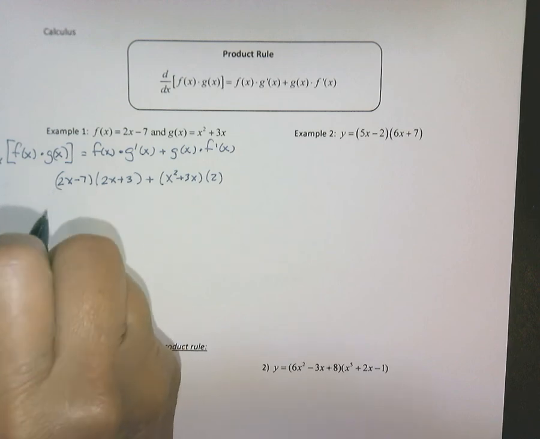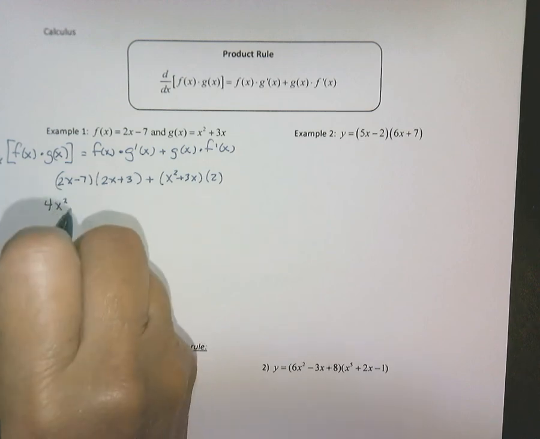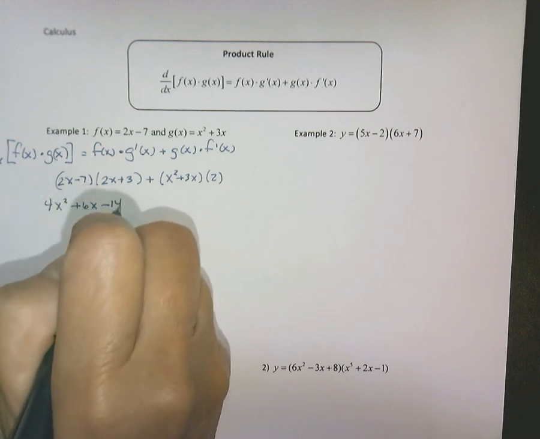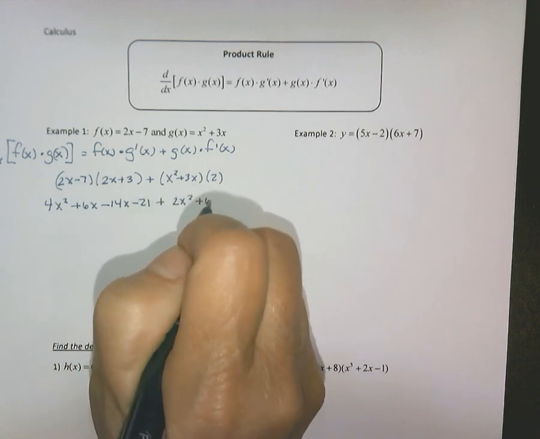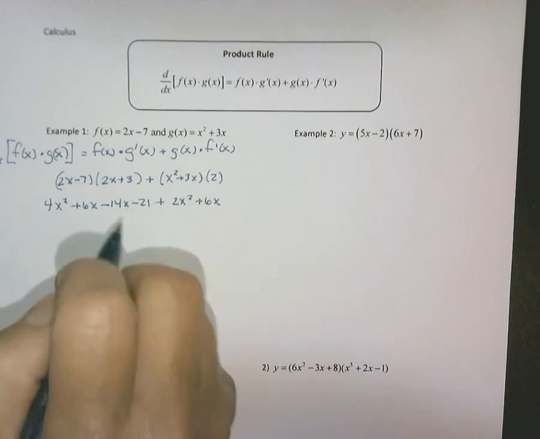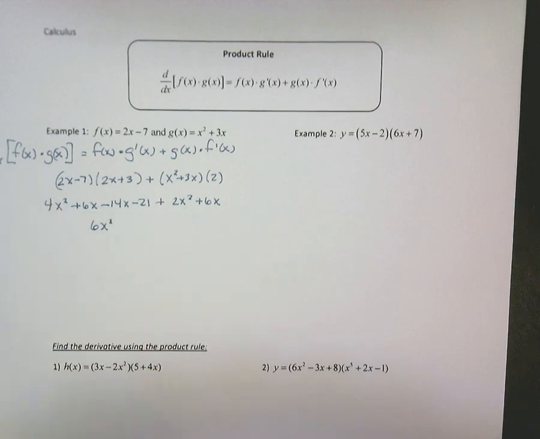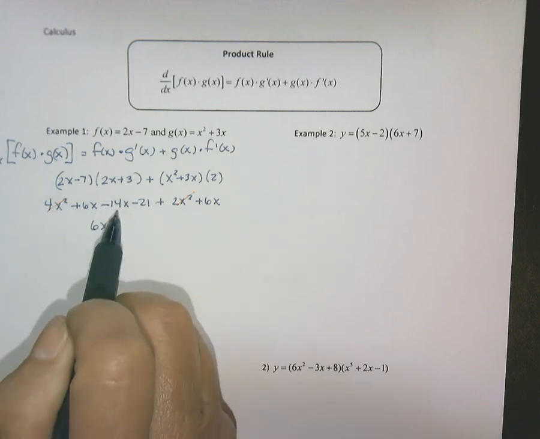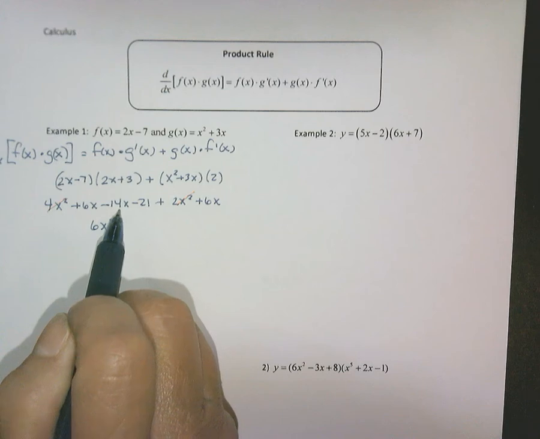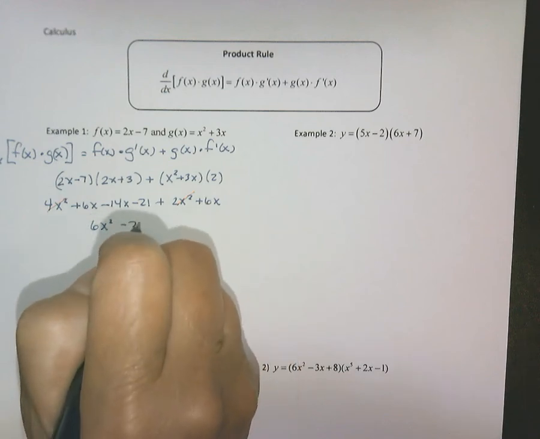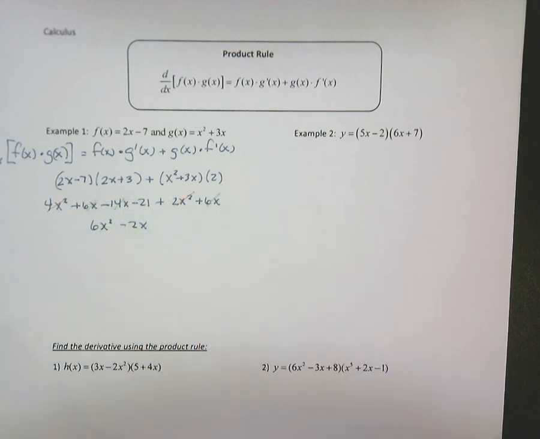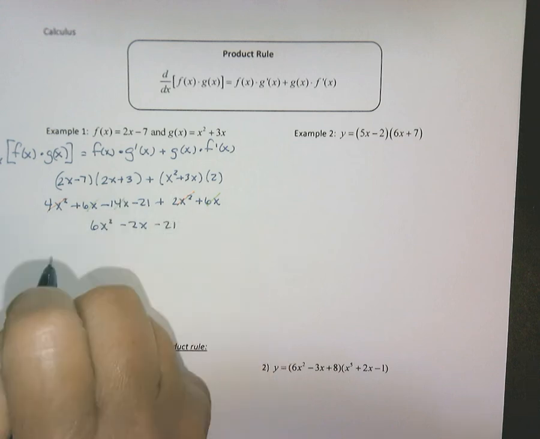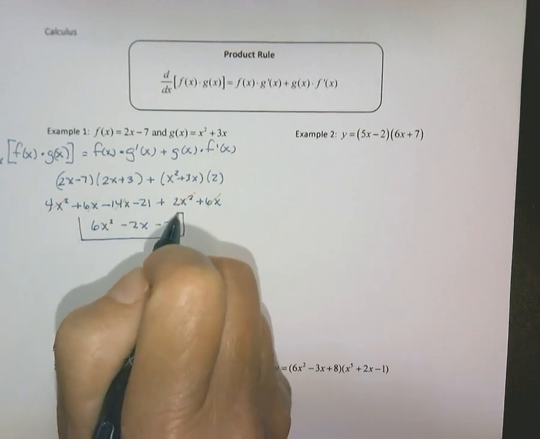So 2x multiplied by 2x is going to be 4x squared plus 6x minus 14x minus 21 plus 2x squared plus 6x. I'm going to combine like terms, so I have 6x squared, and I'm just going to do this to keep track of everything. Then I have a positive 6x and a negative 14x, which gives me negative 8x. Negative 8x plus 6x will give me negative 2x. I can get rid of all those. And the only other term left is a constant, so negative 21. So this is my derivative.